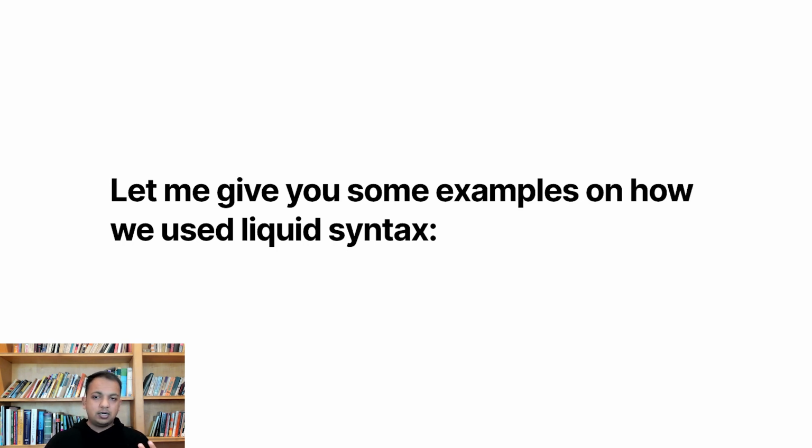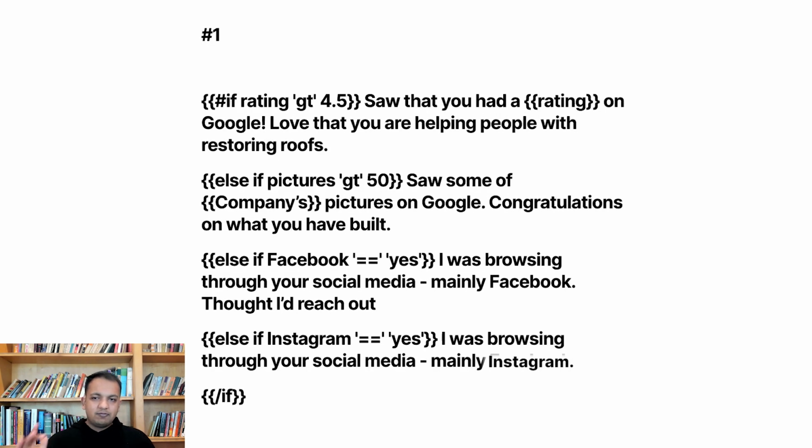Initially, when we started, we were using it a lot for relevant first lines. So this one's a longer one, so I'll break it down for you. We had this sheet where we scraped Google Maps, and we wanted to find some form of introduction, a soft email opener. So what we did was upload the ratings column, how many ratings they had, how many pictures they had, whether they had a Facebook, whether they had an Instagram. And we used a waterfall method with if, elsif.